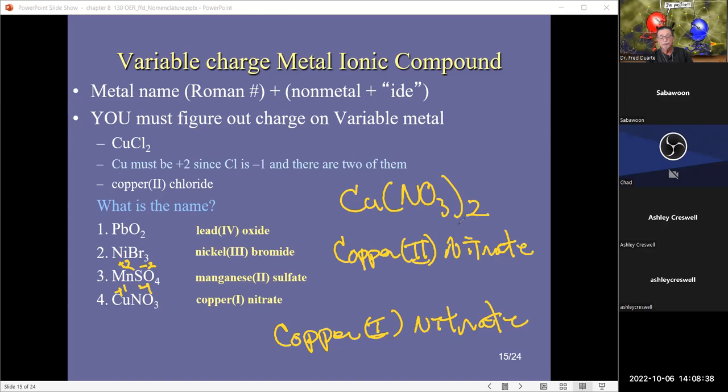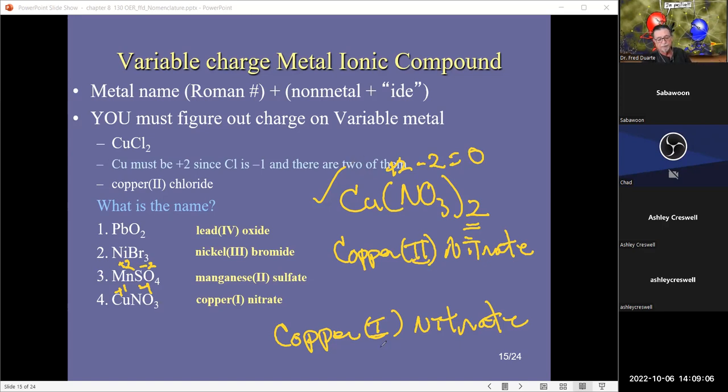Okay, because there's 2 nitrates here. Each one has a -1, so there's a -2. Okay, equals 0. So I have this copper must be a +2 under this formula. Okay, so you see the difference between copper 1 and copper 2? Totally different species, okay? Totally different properties, and we have to distinguish which one we are using.